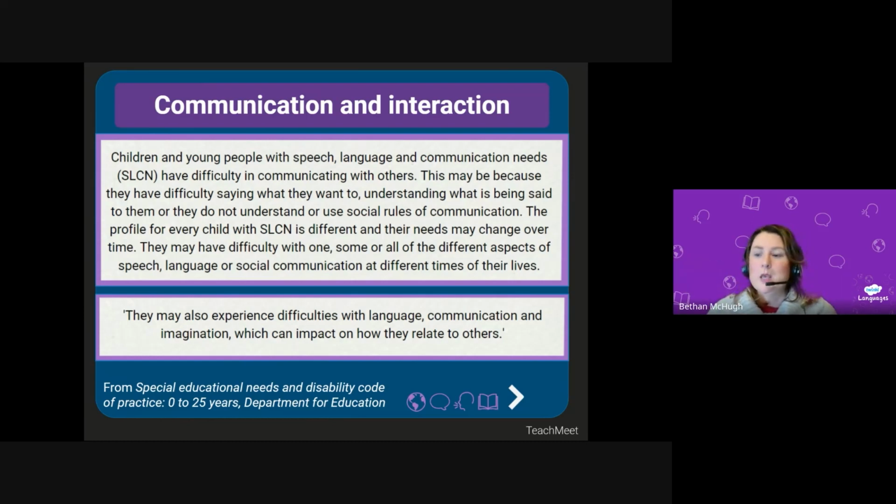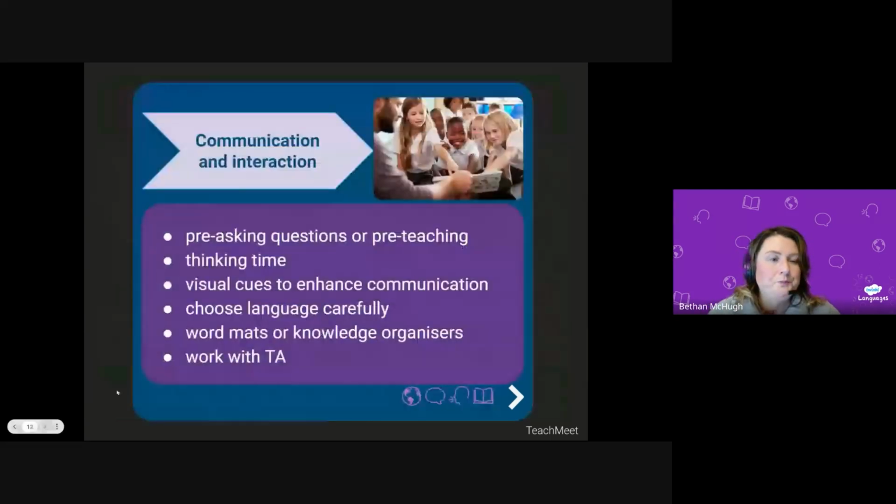And if you're working with a TA in the classroom, you know how to support this group, who are going to need a little bit more teacher input to help them work through it. It's just those sorts of things. So thinking about adapting our provision to support any learners who might have some needs around communication and interaction.